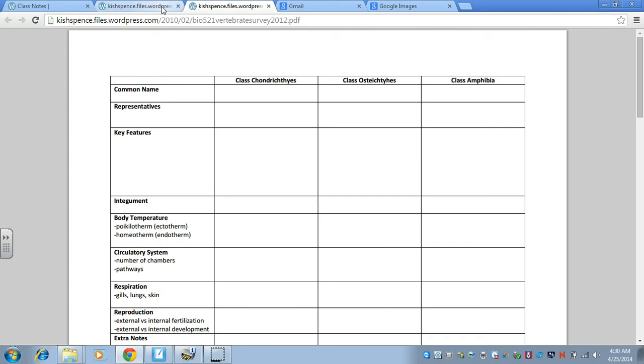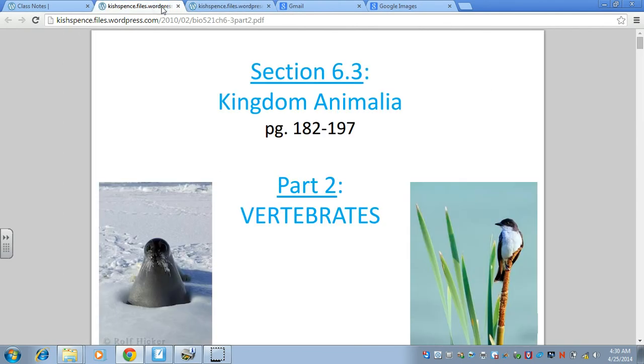So we will talk about this in class and the kind of things that you should have down, in case there's anything that you're missing or need to add. We may go through the first one together once we're done with that class. Okay, so this is the last of section 6.3.